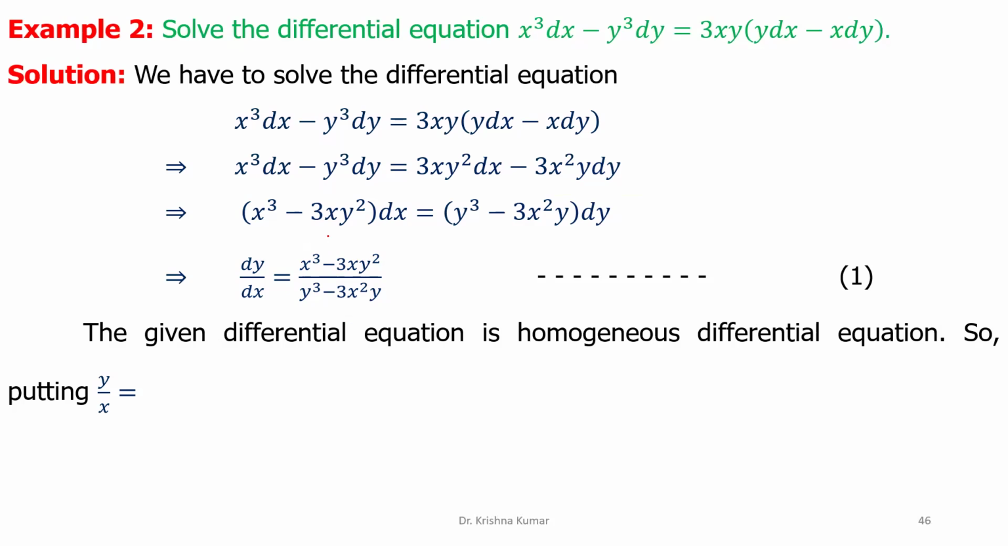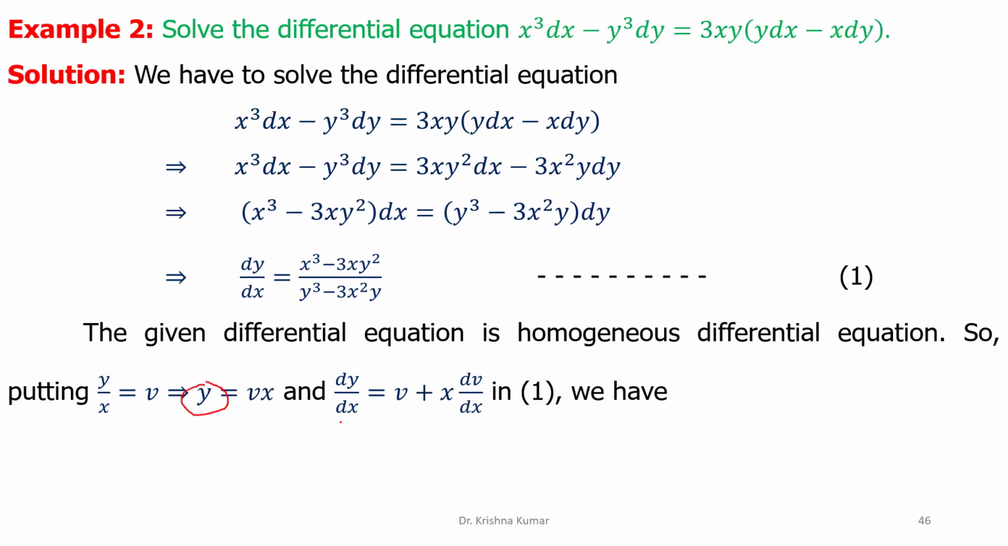Since it is a homogeneous differential equation, we substitute y/x = v, which gives us y = vx. And if we differentiate it, the derivative of y with respect to x, dy/dx, is equal to v plus v times the derivative of x, which is 1, plus the second function x times the derivative of v with respect to x. So dy/dx = v + x dv/dx and y = vx. So let us put these two values in equation number 1.